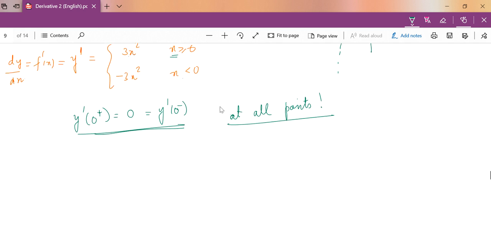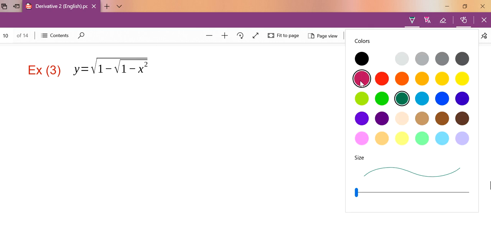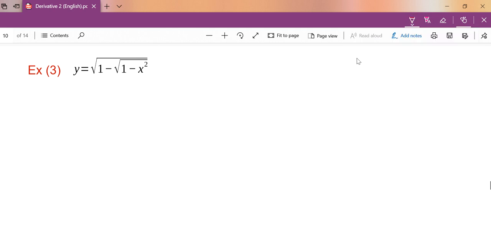Now let's have something trickier. Let's look at this. What do you think? The very first thing, right? Graph. Do you think you will be able to draw the graph? Maybe some will, but it doesn't look that simple, isn't it? What should I do? Second point, use the first principle.